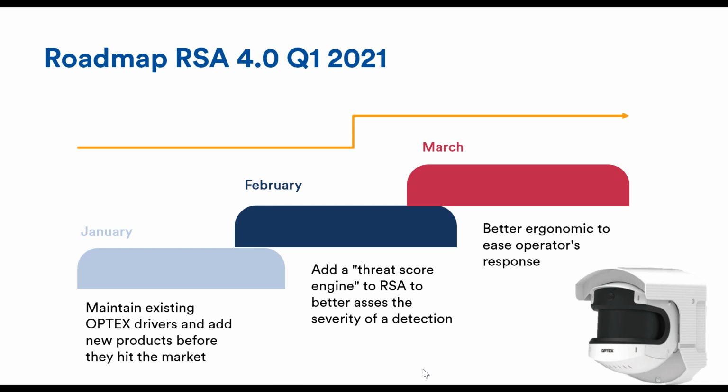John, anything you want to mention there? Yeah, so this is news for everybody. This is our new laser sensor. It's called the RedScan Pro, and we will be announcing this in January. So this product is to come in January. And the nice part about this is that it will be out of the box integrated with RSA 4.0.